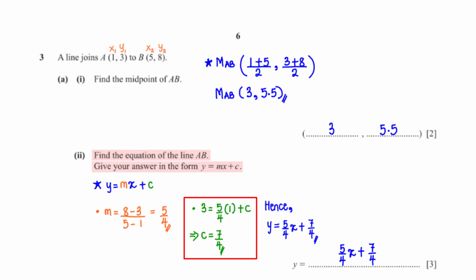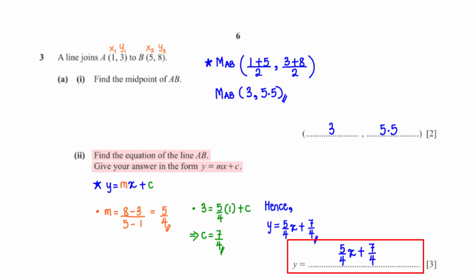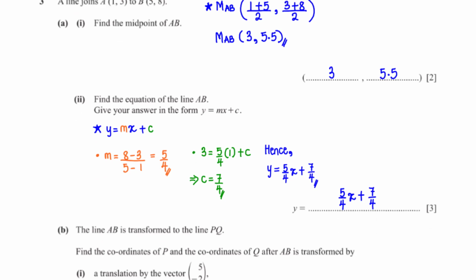To get the value of c, we substitute the value of m and one set of coordinates. In this case, we are using 1, 3 into the equation. And so this gives us c equals 7 over 4. So now all we need to do is plug in the values of m and c into y equals mx plus c. This gives us y equals 5 over 4 x plus 7 over 4.